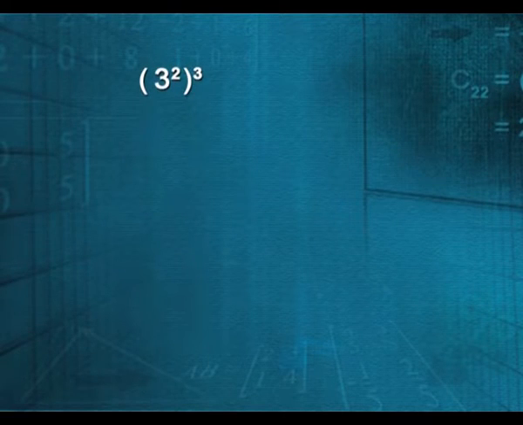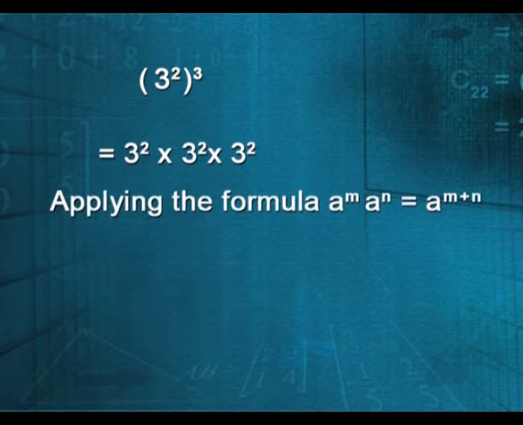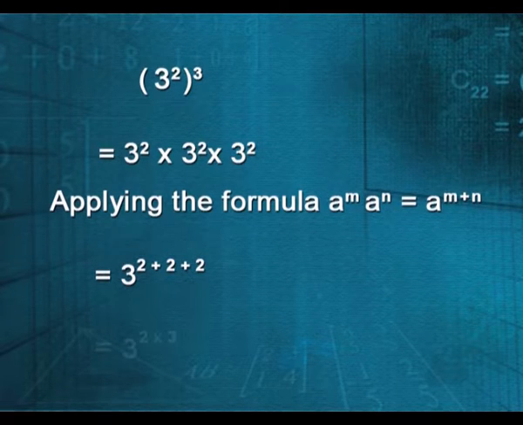Let us see the third law of exponent, where we have given (3 squared) whole to the power 3. (3 squared) whole to the power 3 means 3 squared is multiplied by 3 squared how many times? 3 times. Therefore, it is 3 squared multiplied by 3 squared multiplied by 3 squared, and applying the formula that a raised to power m multiplied by a raised to power n is equal to a raised to power m plus n, we will get 3 raised to power 2 plus 2 plus 2, which gives you 3 raised to power 2 multiplied by 3.